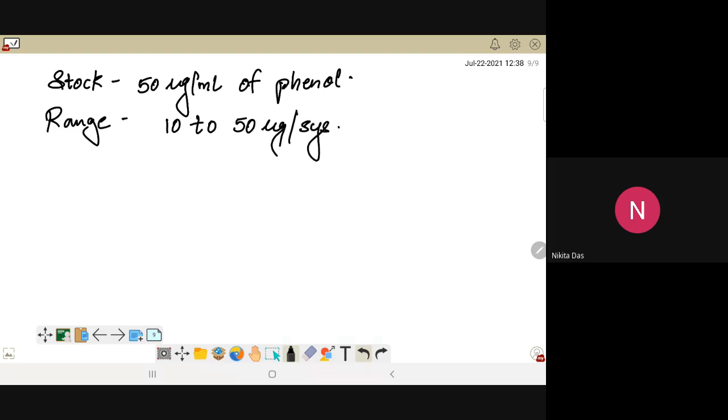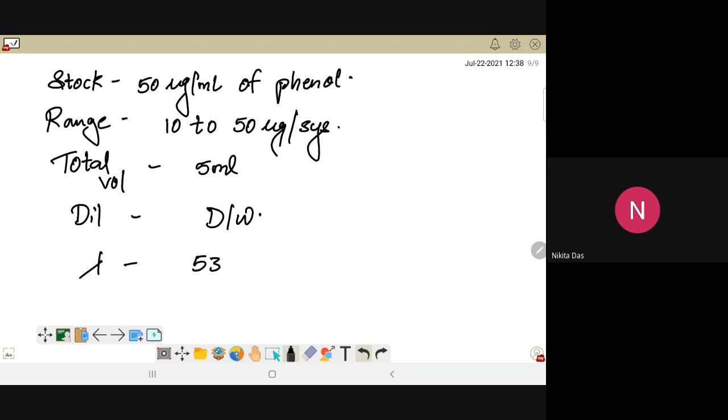We are going back to what we have learned in SY, and I'm going to check whether you remember that or not. If you remember it, I will consider it as one of the biggest victories that we have had. The total volume is 5 ml. Diluent is distilled water. And the wavelength at which you will check the color is 530 nanometers.